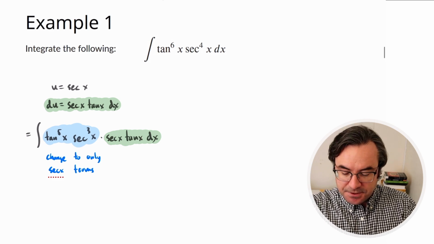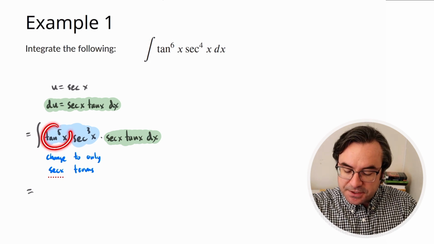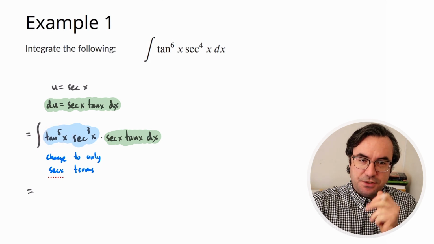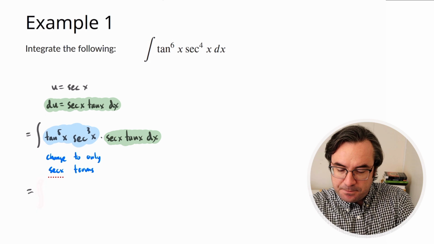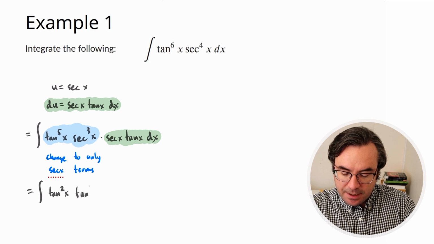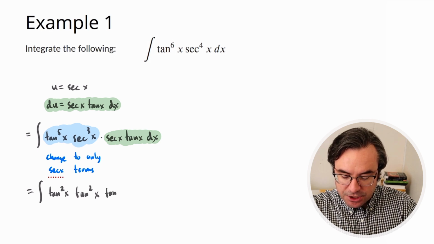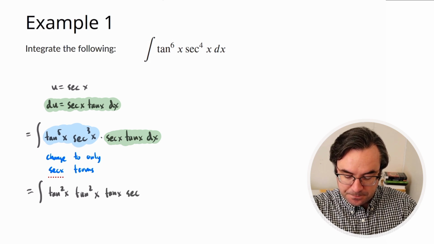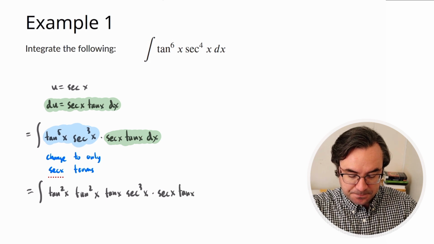And the idea is, because we're dealing with tangent squareds, we're just going to break this up into a whole bunch of tangent squareds, as many as we need to. So if we do that, we can break it up into one copy of tangent squared. We can break it up into another copy of tangent squared. And then we're going to have one tangent left over. And then we've got our secant cubed and our secant times tan x.